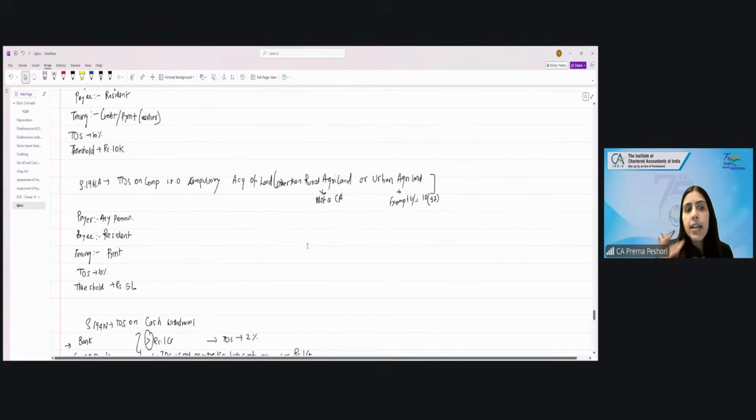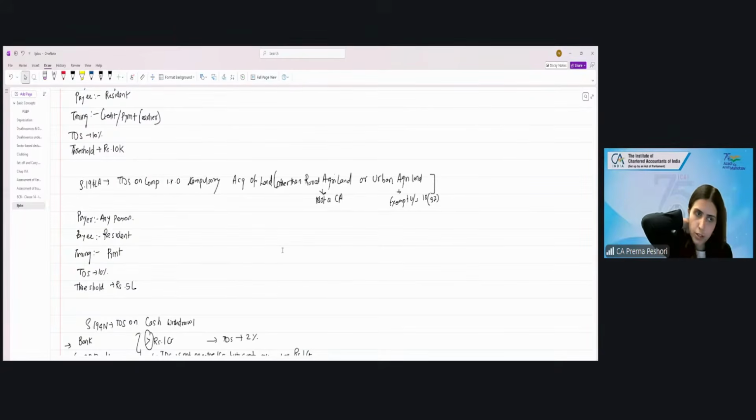Next section is 194NA. TDS on compulsory acquisition of land other than the rural agriculture or urban agriculture land. So whenever the compensation is paid for compulsory acquisition, if it's a rural agriculture land, it's not a capital asset, so no capital gain. If it's an urban agriculture land, any compensation is exempt under 10(37). So on that also there's no TDS. So this is on land other than rural agriculture land or urban agriculture land. So if the payer is any person, payee is a resident, the TDS will be 10% and the threshold is 5 lakh. Okay, very simple.